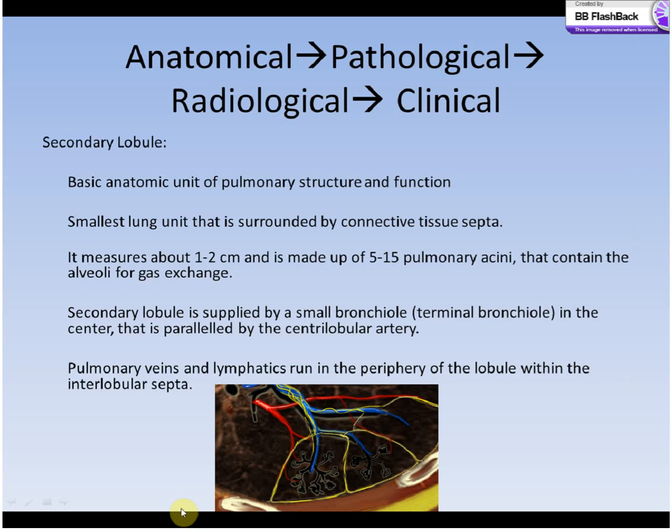So the secondary lobule, just to reiterate, is the basic anatomic unit of the pulmonary structure. It's the smallest lung unit, surrounded by the connective tissue septa. It's very small, measures about 1 to 2 centimeters, and is made of several pulmonary acini, where alveoli are seen. It's supplied by the terminal bronchiole and paralleled by the artery, known as the central lobular artery, and the pulmonary veins, as well as the lymphatics around there.